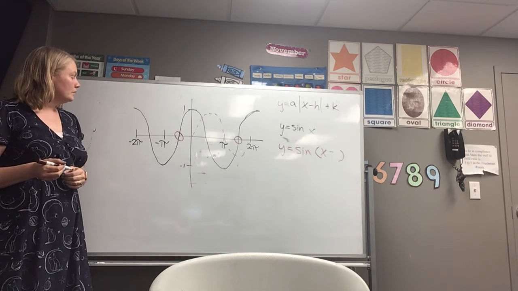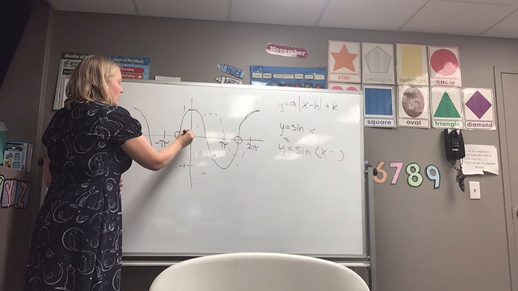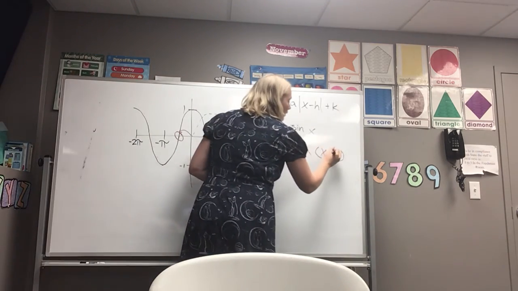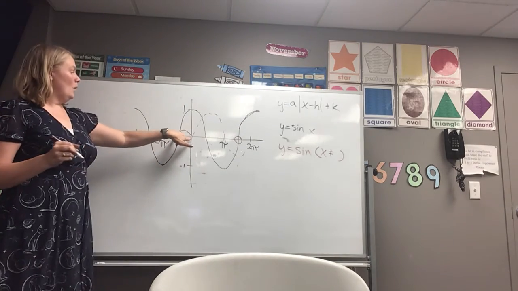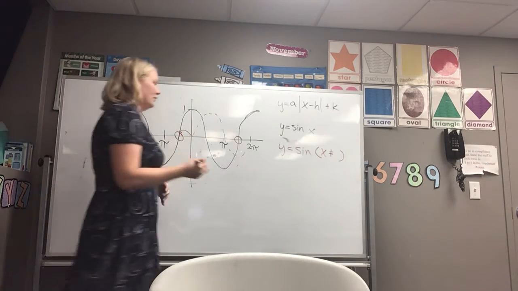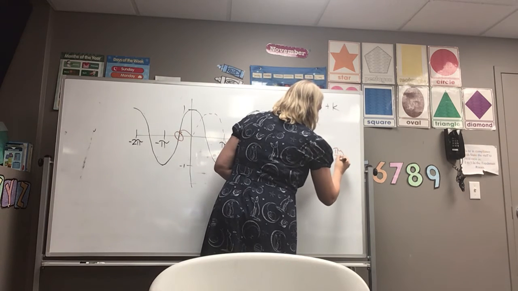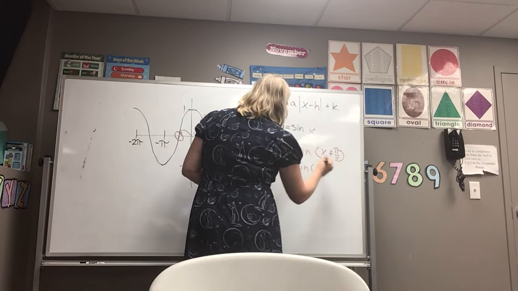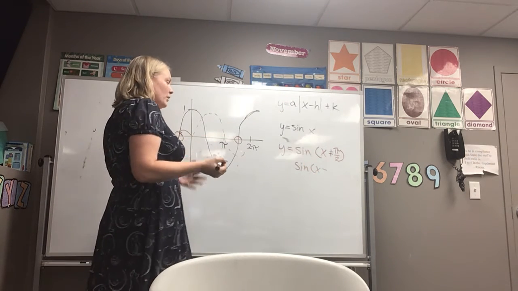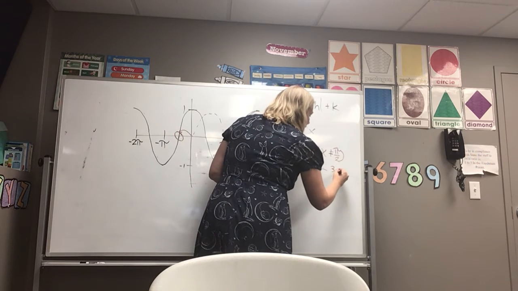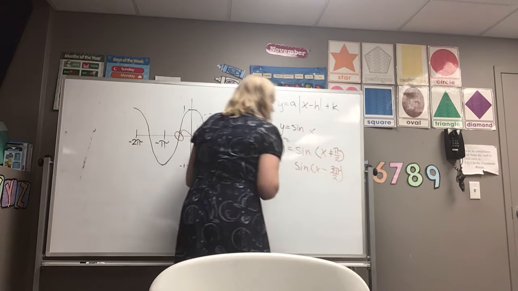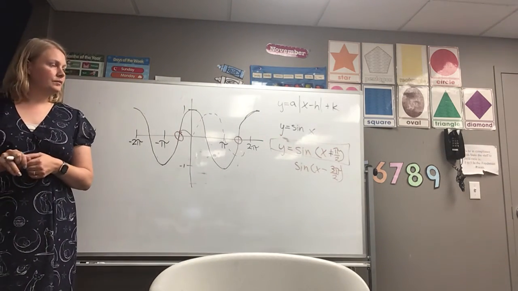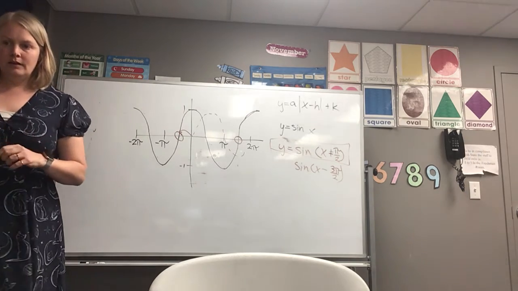And so if we shift it back, this would be plus. What is this distance? Pi and a half. Technically, it could also be sine of x minus 3 pi over 2. But as far as multiple choice goes, that is the one that they offer. All right.